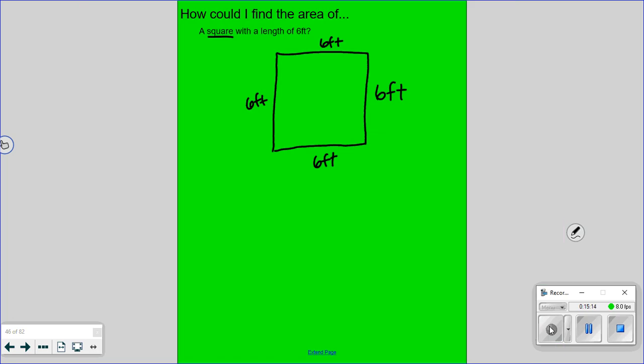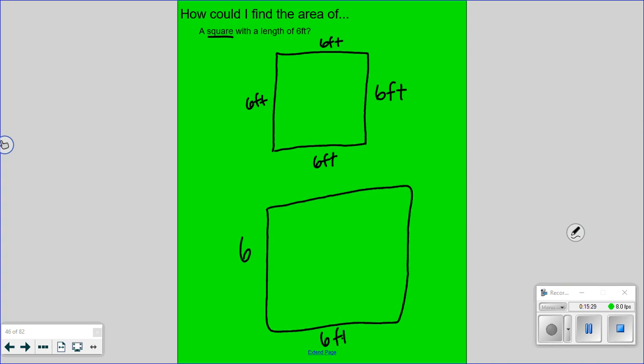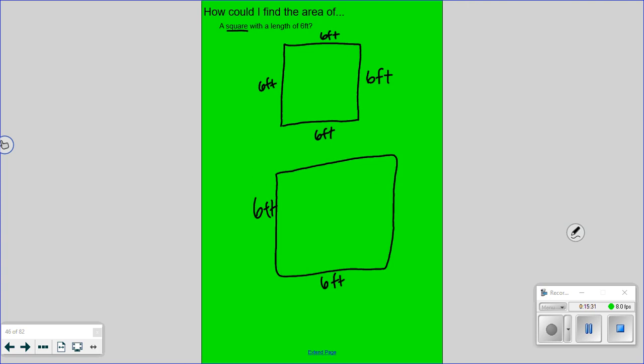I've seen 2 ways. Both of them look very different. Both of them will get you the same answer. Rogan, you had a 6 foot by 6 foot square to start, and then you broke apart a 6 into 3 feet and 3 feet. Raise your hand if you broke apart your 6 into 3 feet and 3 feet like this.